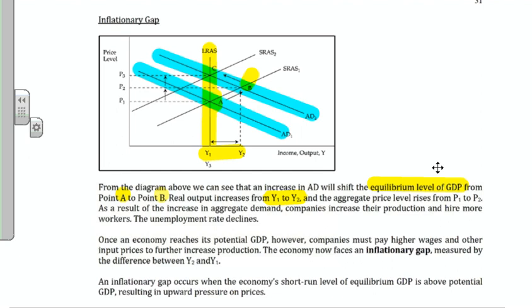But the problem with all that, guys, is that prices go up as well as a result of the increase in demand. Once the economy reaches potential GDP, companies now have to pay higher wages and other input prices if they want to increase their levels of production. Now we're in what we call an inflationary gap, which is the difference between Y1 and Y2. And what causes that? The short-run level of equilibrium is above the potential GDP. So remember, if we stay at the equilibrium level, everything will be fine. The minute we move above that level, we're going to have a problem.